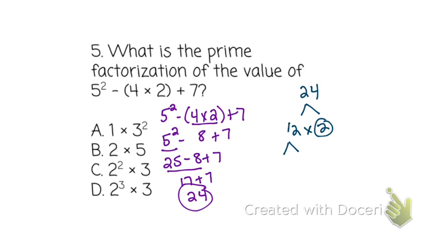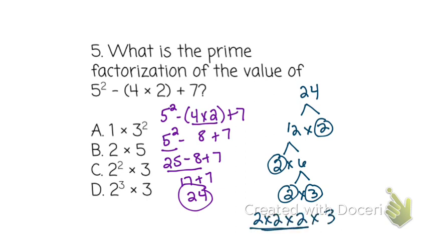12 is made up of 2 times 6. 6 is made up of 2 times 3. And now I'm done because all of these are prime. So what I have here is 2 times 2 times 2 times 3. Well, there are 3 2s, so that means 2 to the third times 3. So it's D. Okay, let us know when you get to class if you have questions over these.